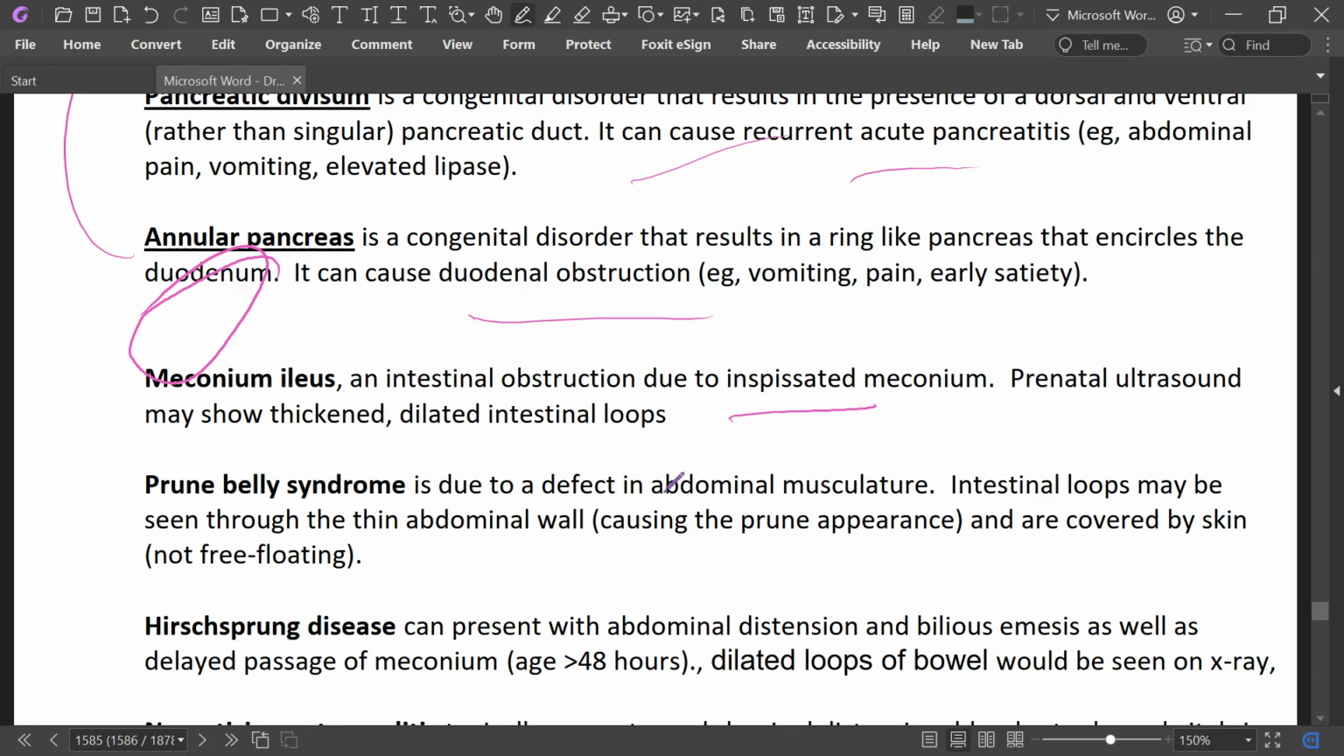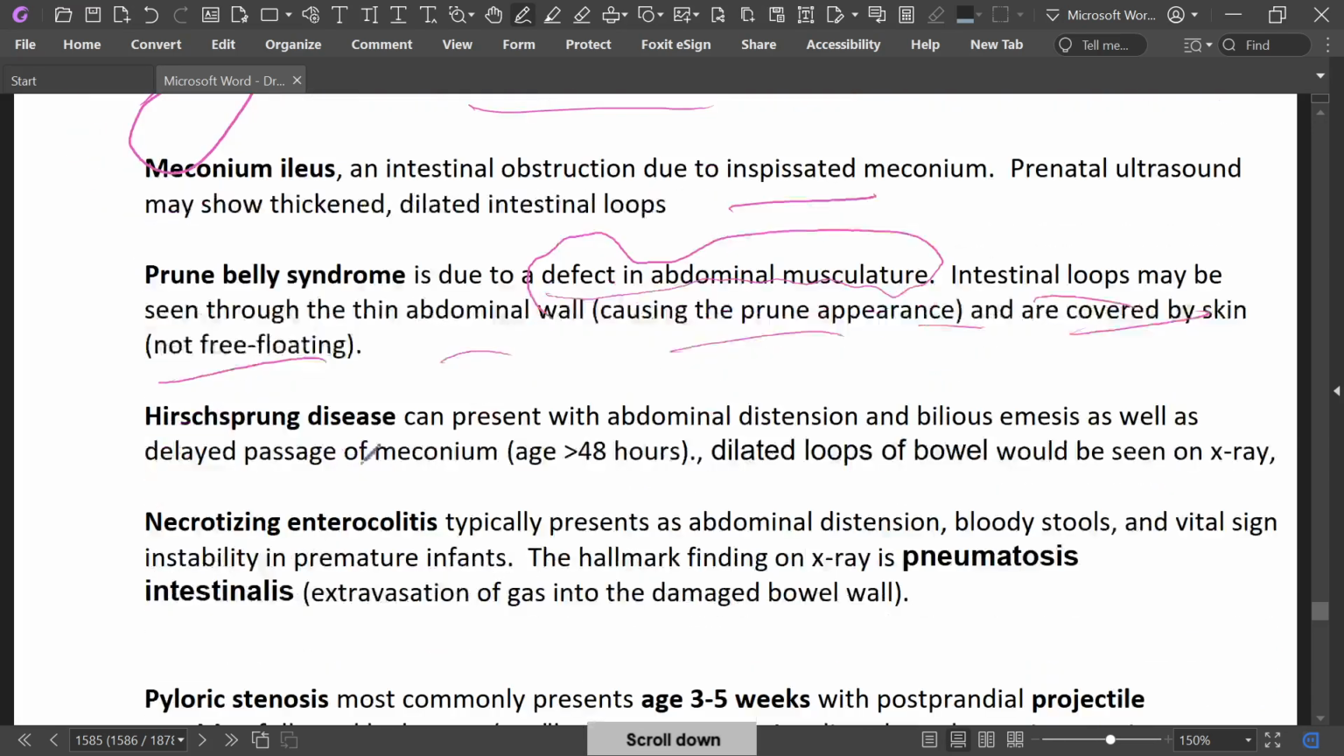Prune belly syndrome is a defect in the abdominal musculature. Intestinal loops may be seen through the thin abdominal wall, causing a prune appearance, covered by skin, not free floating. Hirschsprung disease can present with abdominal distension, biliary emesis, and delayed passage of meconium. Dilated loops of bowel can be seen on X-ray.